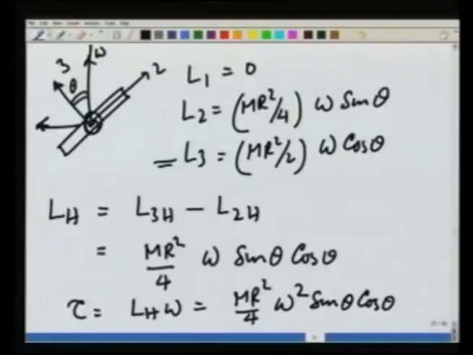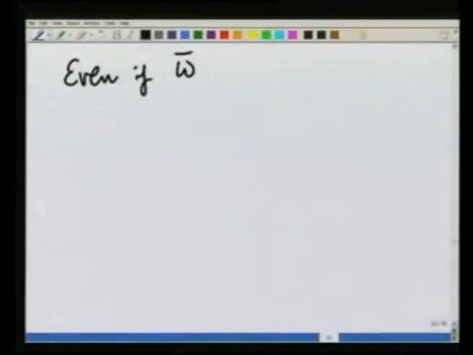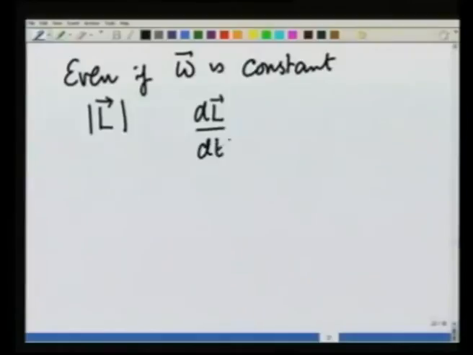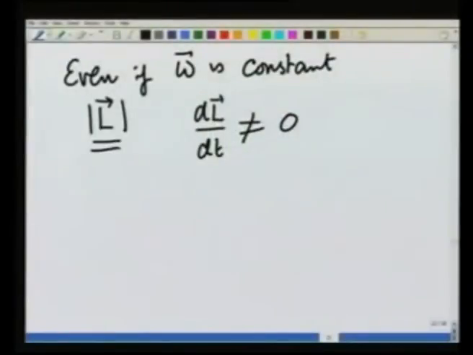So through these 3 examples, what I have shown you is, even if omega is constant, L magnitude could also be a constant, but dL over dt is not equal to 0 because L is not in the direction of omega. And in all these cases, where we had the components of omega along 1, 2 and 3 in such a manner that L magnitude was a constant, although there was a torque applied, dL over dt was not equal to 0, and therefore a torque was required.